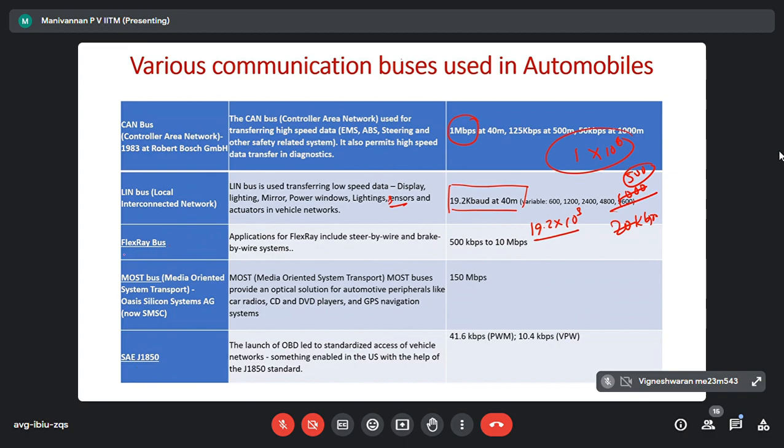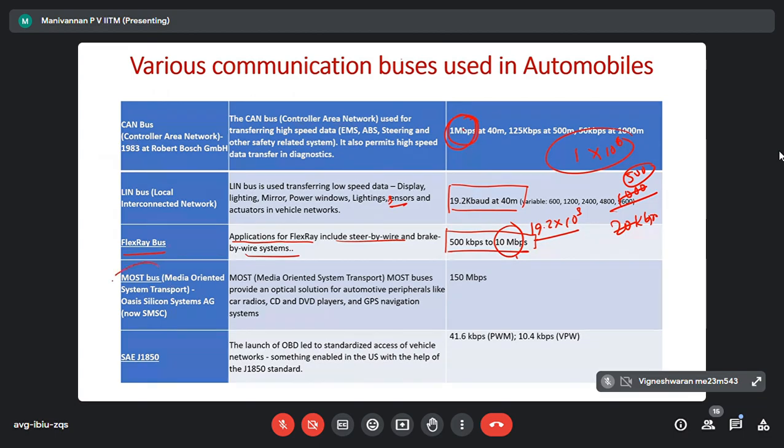The next one is FlexRay. It is used for steer by wire, brake by wire, all these things. For that, the speed is 500 kilobits to 10 Mbps. It is higher than the CAN bus. CAN bus is only 1 Mbps, while here it is 10 megabits.